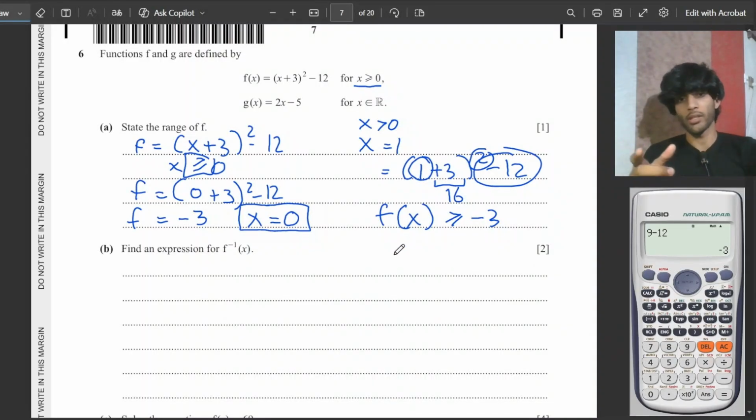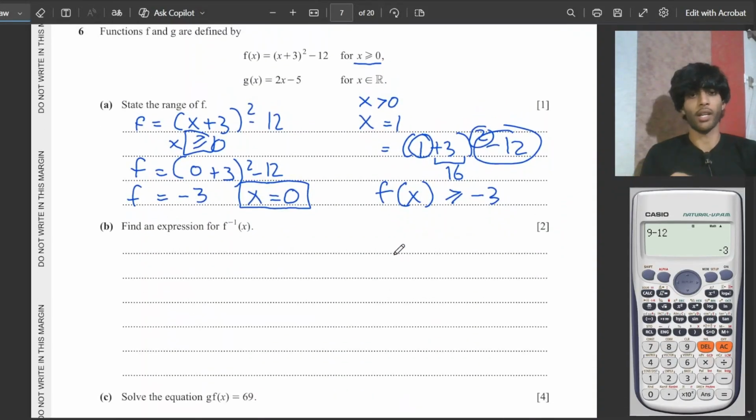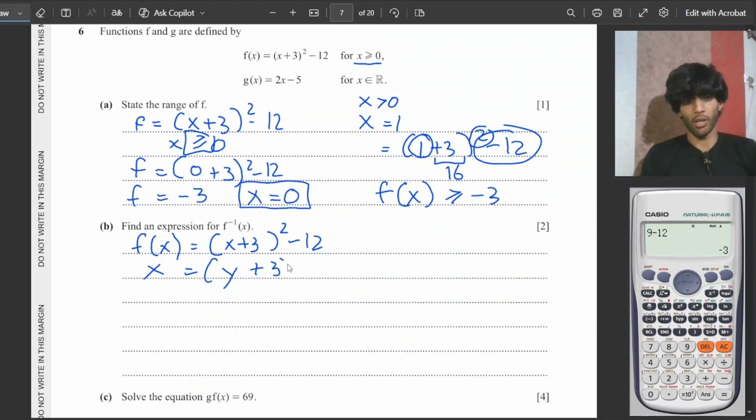Okay, part B says find an expression for f inverse of x. So we need to find the inverse function equation. What we can do is we have f of x equals (x plus 3) squared minus 12, and here's what I can do. The f of x I make x, and the x I turn into a y. And now I can rearrange the equation for y.